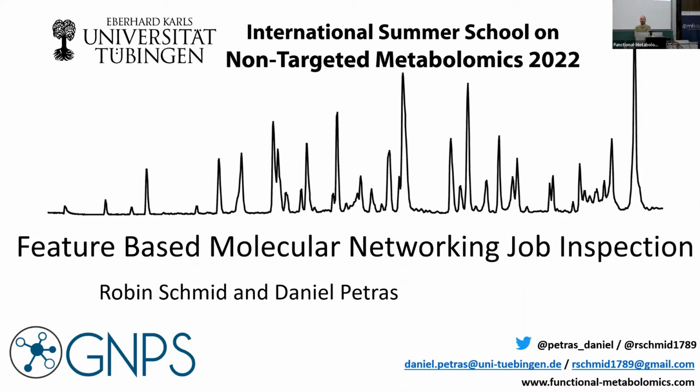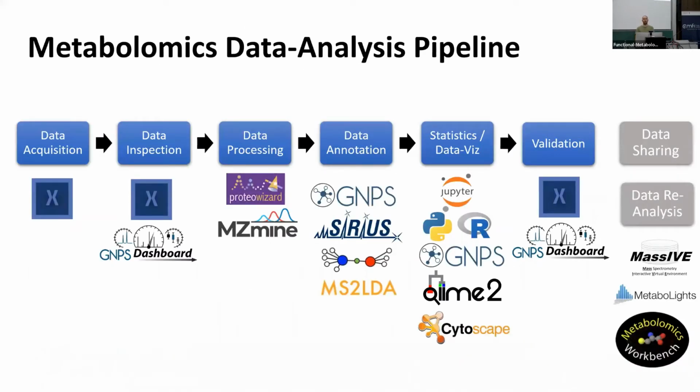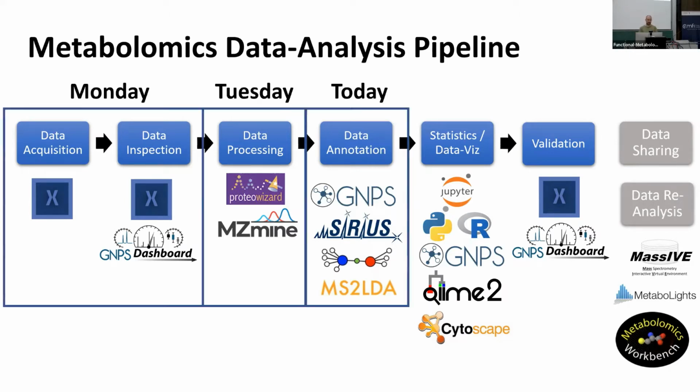So this morning, we want to start with the feature-based molecular networking job submission. Robin and I are going to walk you through that. But before we do so, we want to reiterate this pipeline we tried to introduce to you this week. As I pointed out a couple of times yesterday, and as Robin and Stefan showed you, a very essential part of this pipeline is the data processing, besides acquisition, of course, what we did on Monday.